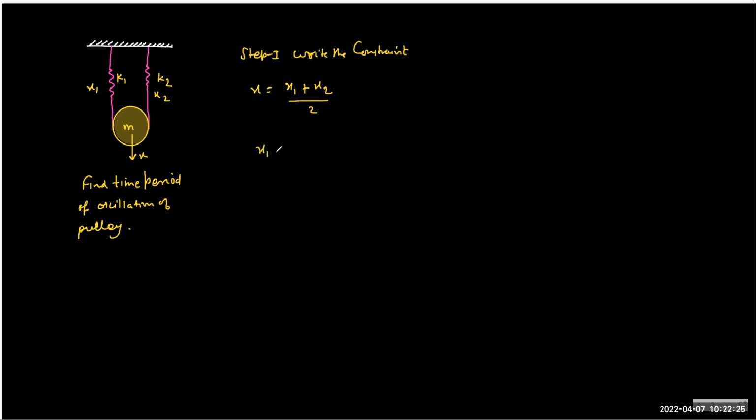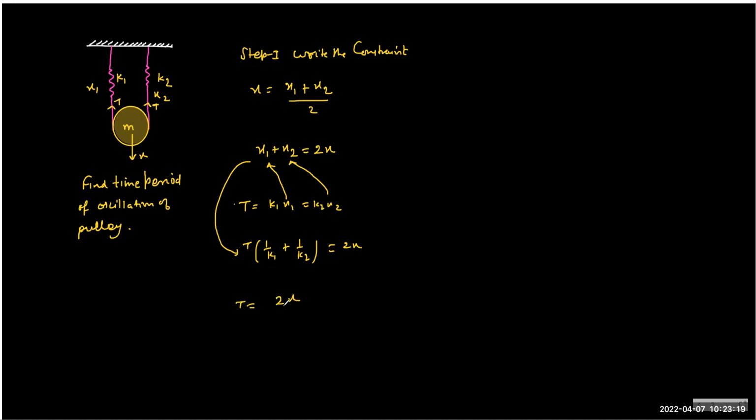Now what you can do next is add 1 plus 2, and you can substitute. What remains the same? The tension remains the same, isn't it? So you can write T equals k1 x1, k2 x2, because it's a single piece of string, so tension will be the same. Therefore, you can substitute: T by k1 plus T by k2, so you can take T common. I'm substituting the x1 from here, the x2 from here. I'm getting this answer equals 2x. So what we got is 2x upon this.